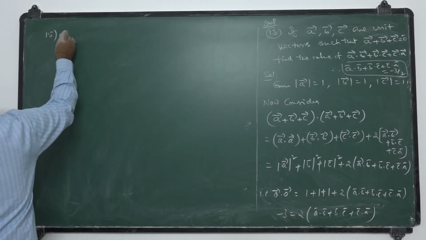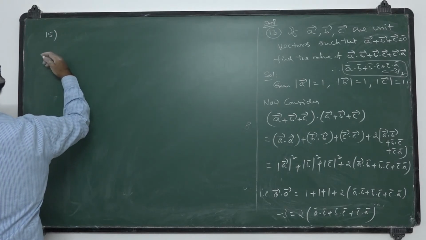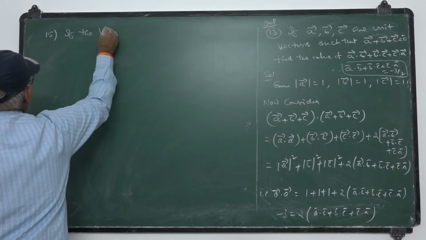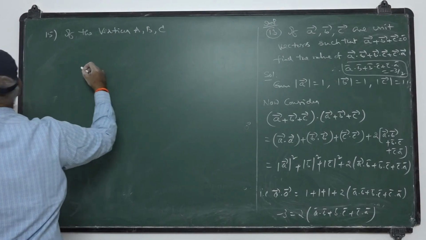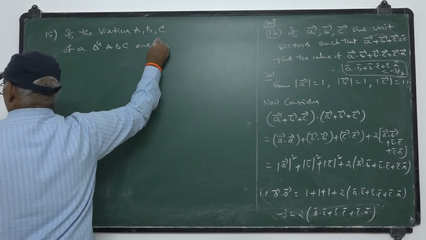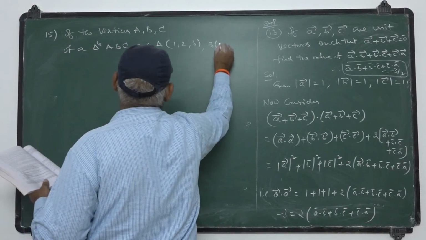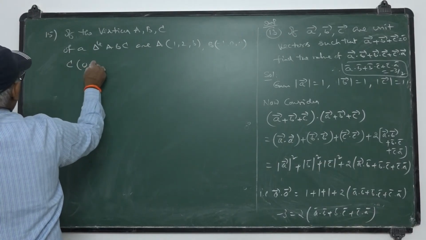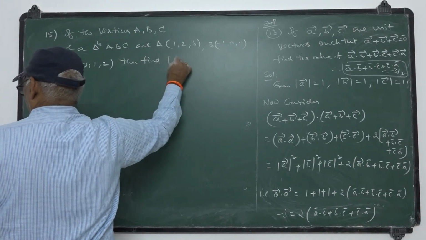Next one, 15th one. Take 14th homework and 15th one is: if the vertices a, b, c of a triangle ABC are A is 1, 2, 3, B is minus 1, 0, 0, C is 0, 1, 2, then find the angle ABC.